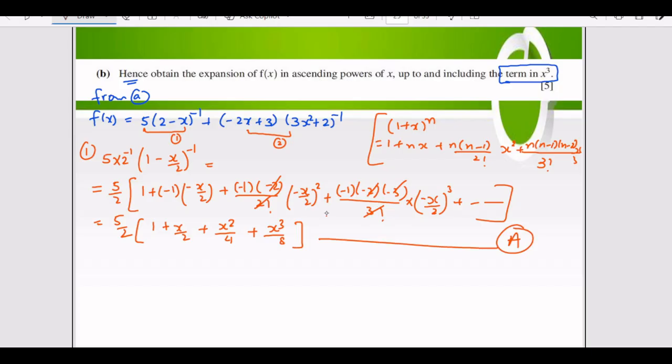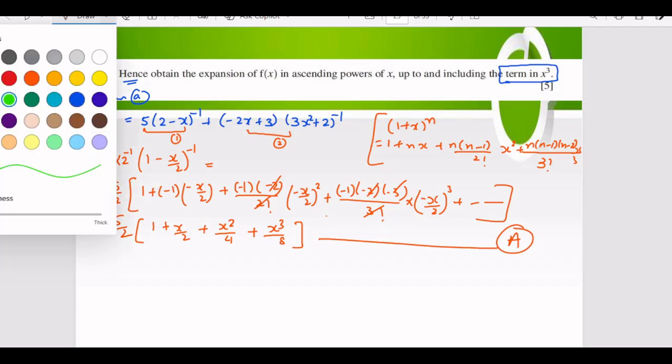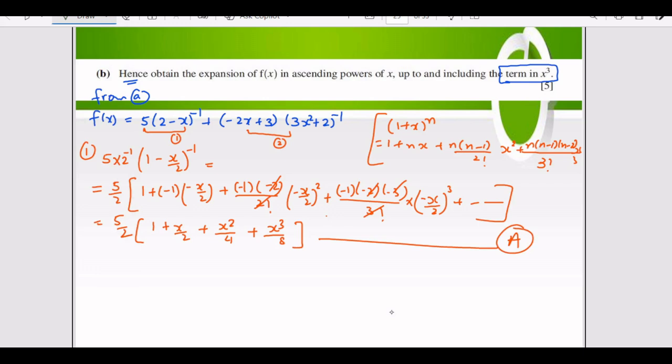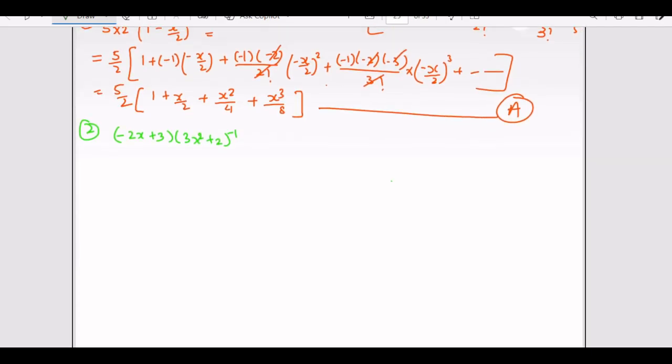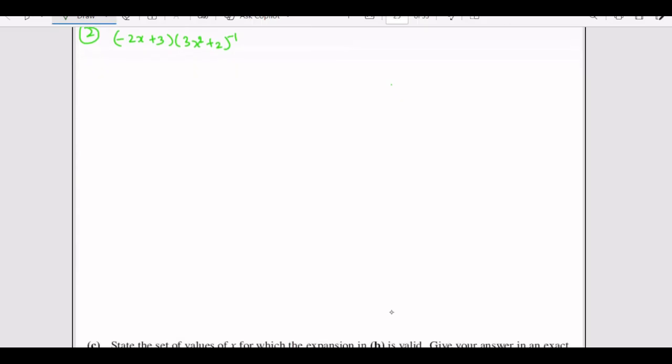Okay, now the second one, I'm taking the second expression from here. This is going to be negative 2x plus 3, and we have 3x squared plus 2 to the power minus 1. Now the first is just an expression, so we are going to apply the binomial theorem on the second part, right? So this is going to be negative 2x plus 3, then I will take out a common factor.